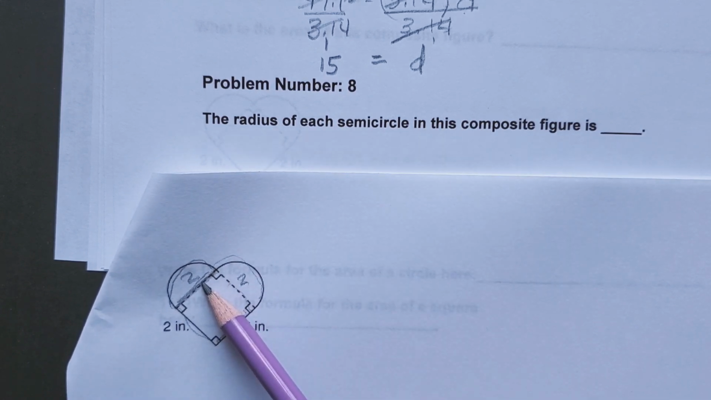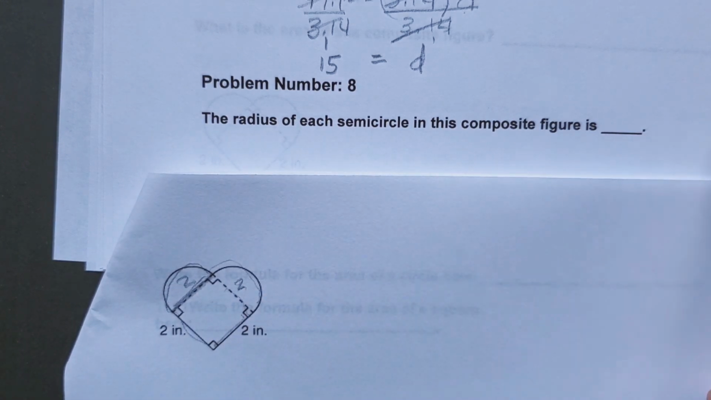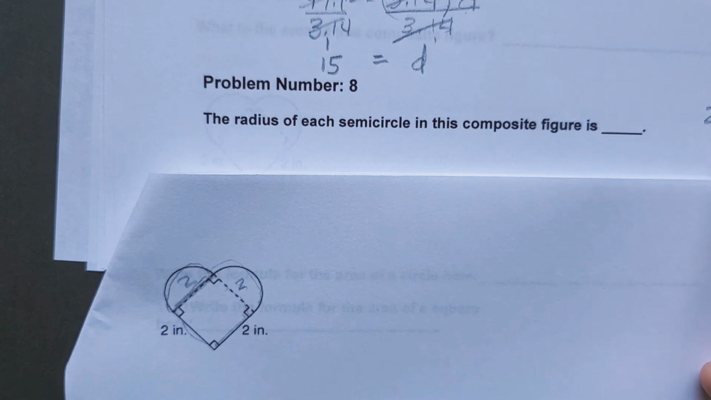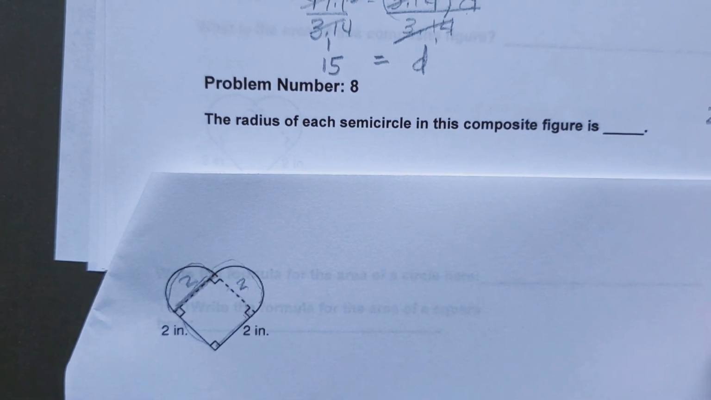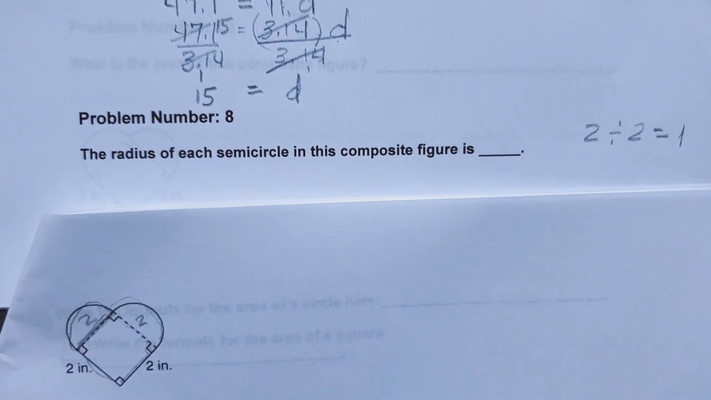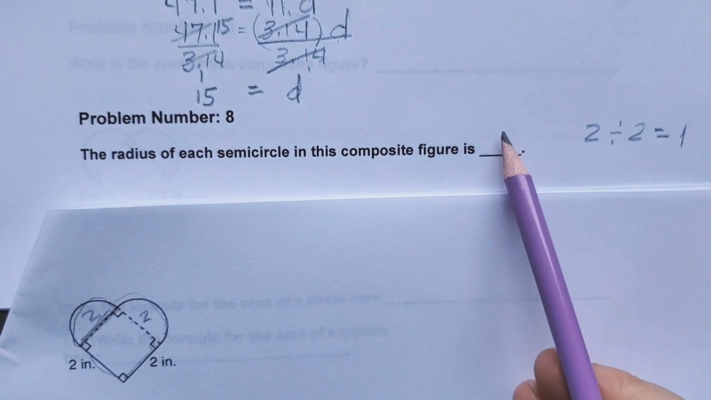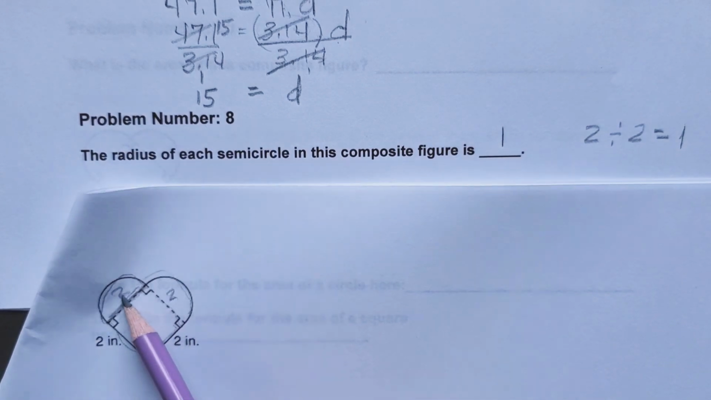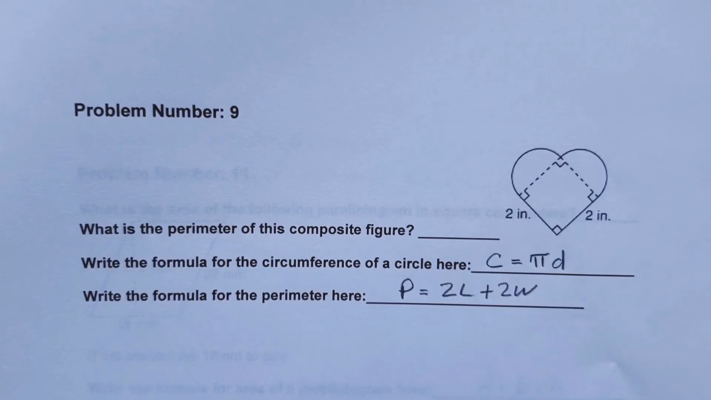If we know the diameter is 2, the radius is half of the diameter. So 2 divided by 2, because that's how you cut something in half. You divide it by 2, is 1. Okay, so the radius is 1 half of the diameter.